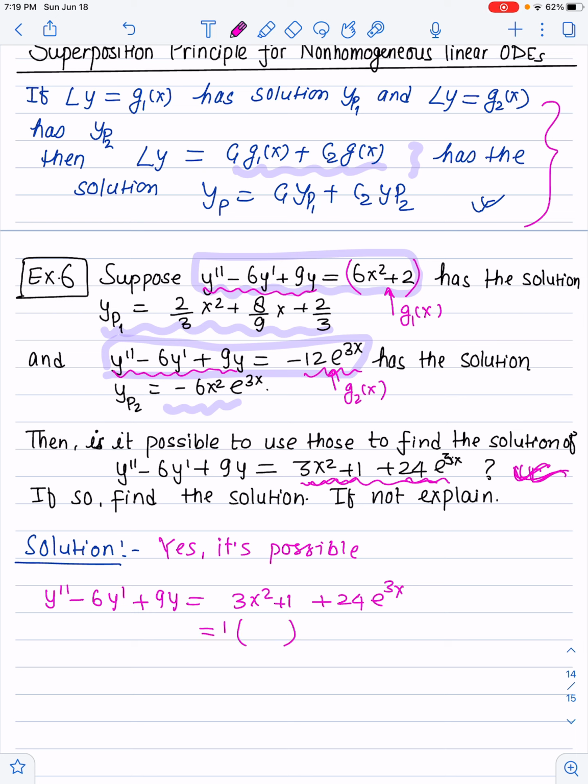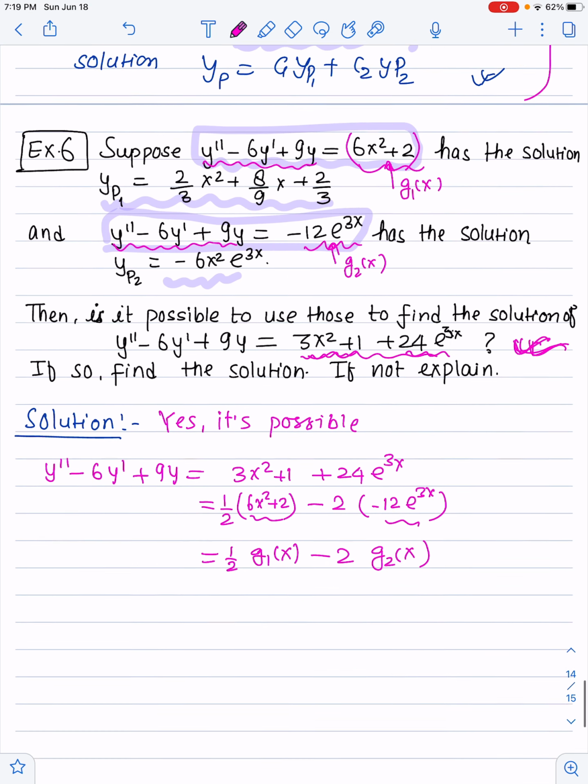The half of this one, which is 6x squared plus 2. The half of this will be this one, minus 2 times -12 times e^(3x), which will be 24 e^(3x), right? And this is actually 1/2 z1(x) minus 2 times z2(x). So actually this is the linear combination of z1(x) and z2(x). And on the left side we have the same differential operator.